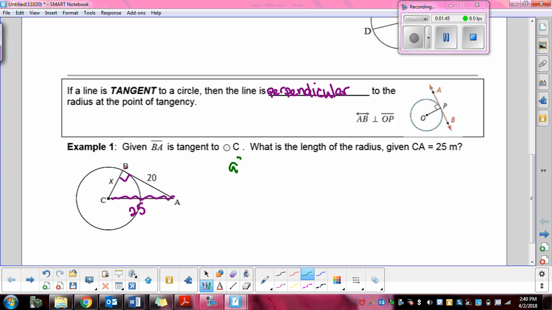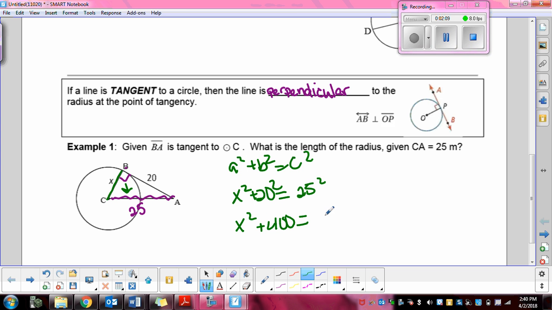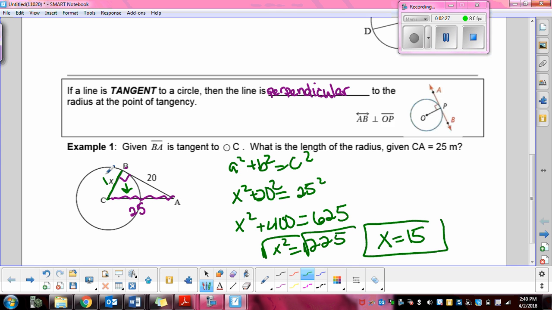I know that I can use a squared plus b squared equals c squared for this, but x has to be either a or b. My c is going to be the one that's opposite that 90-degree angle, which is 25 squared. And then we have x squared plus 20 squared. We can say x squared plus 400 equals 625. When we subtract 400, we're going to get x squared equals 225. And when we take the square root of both sides, we're going to get x equals 15. x has to be 15. My radius is going to be 15.